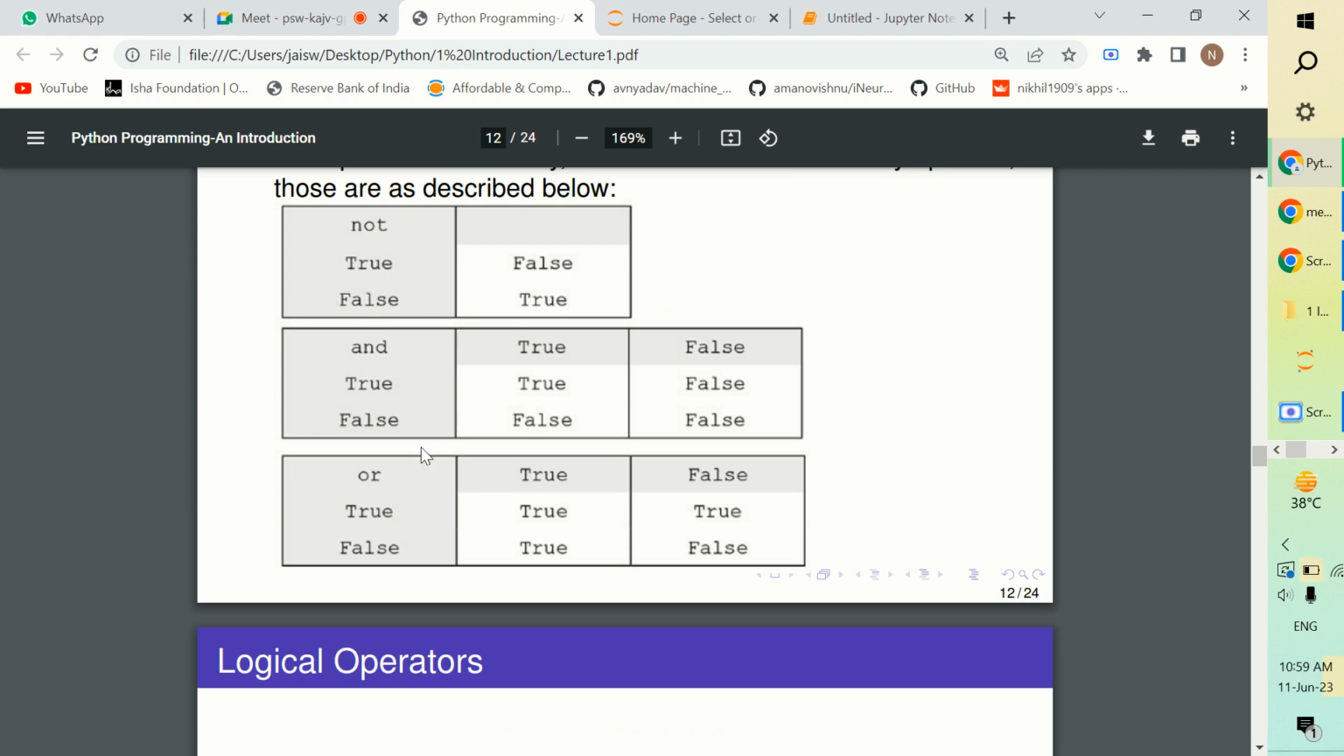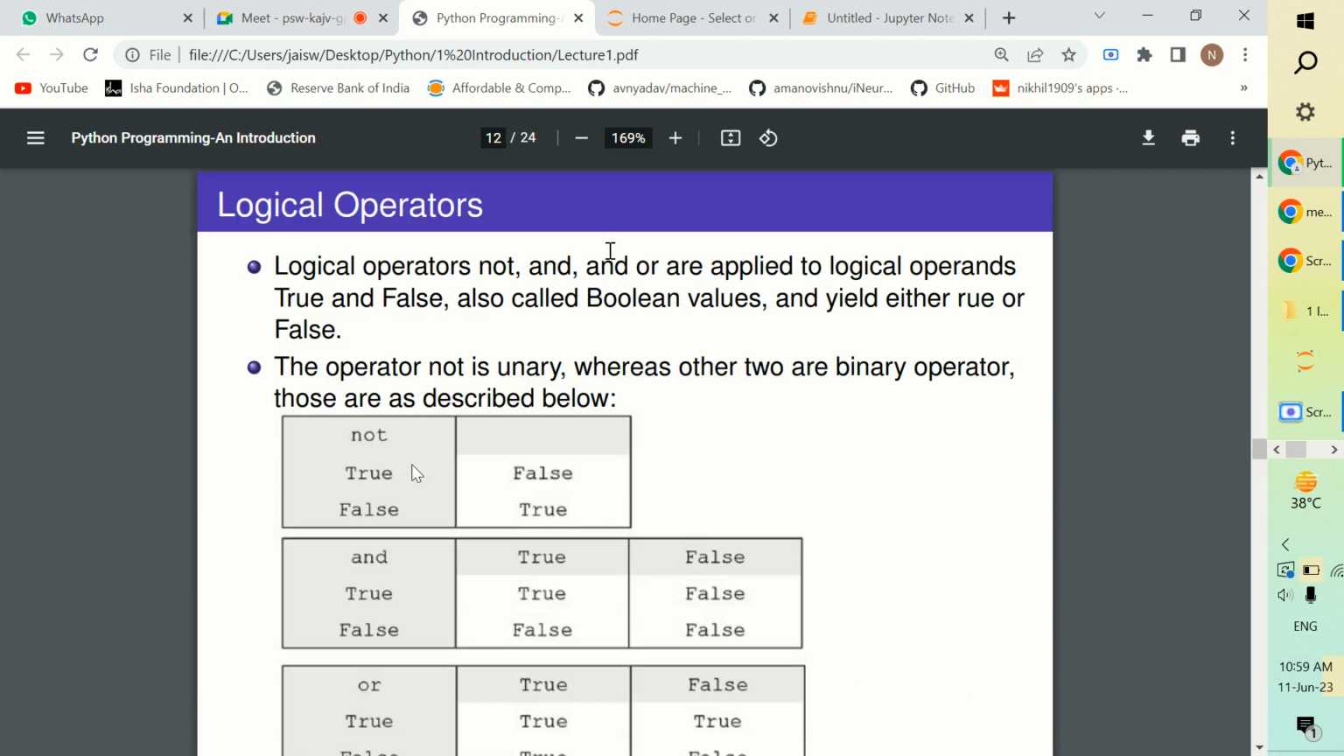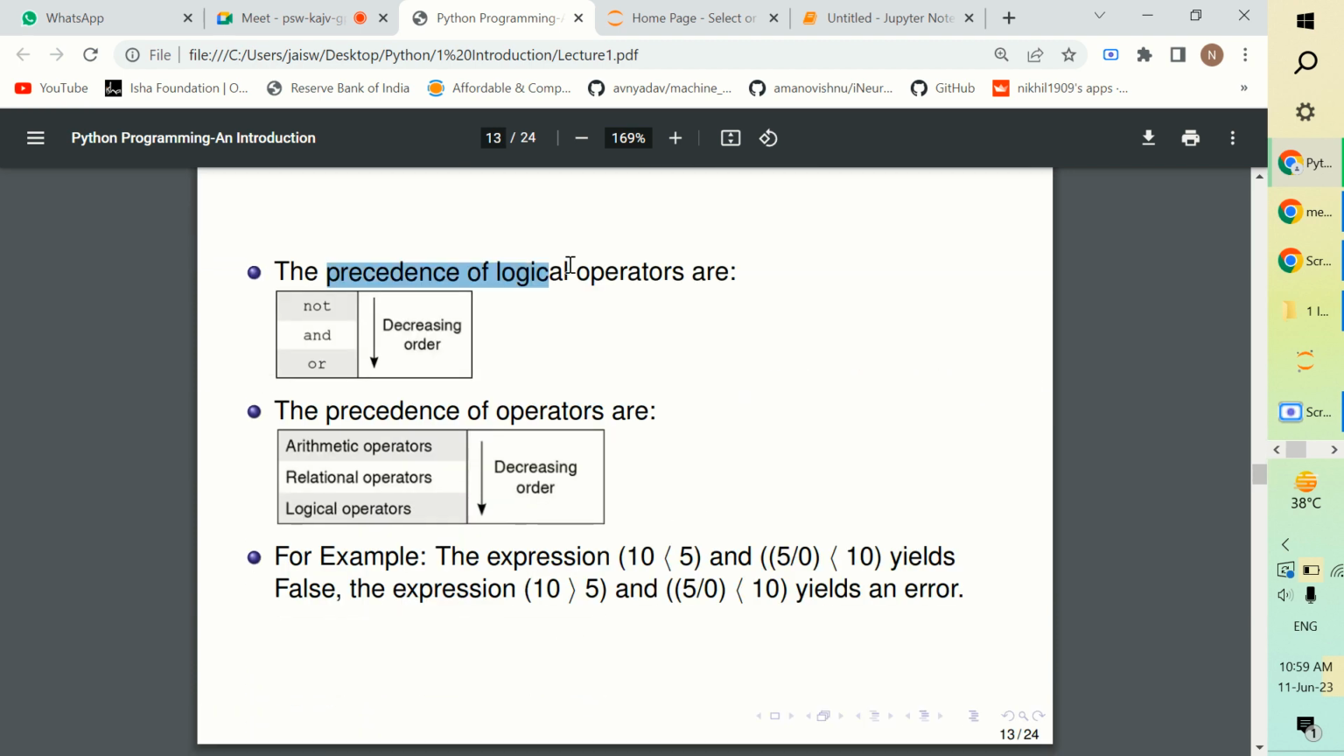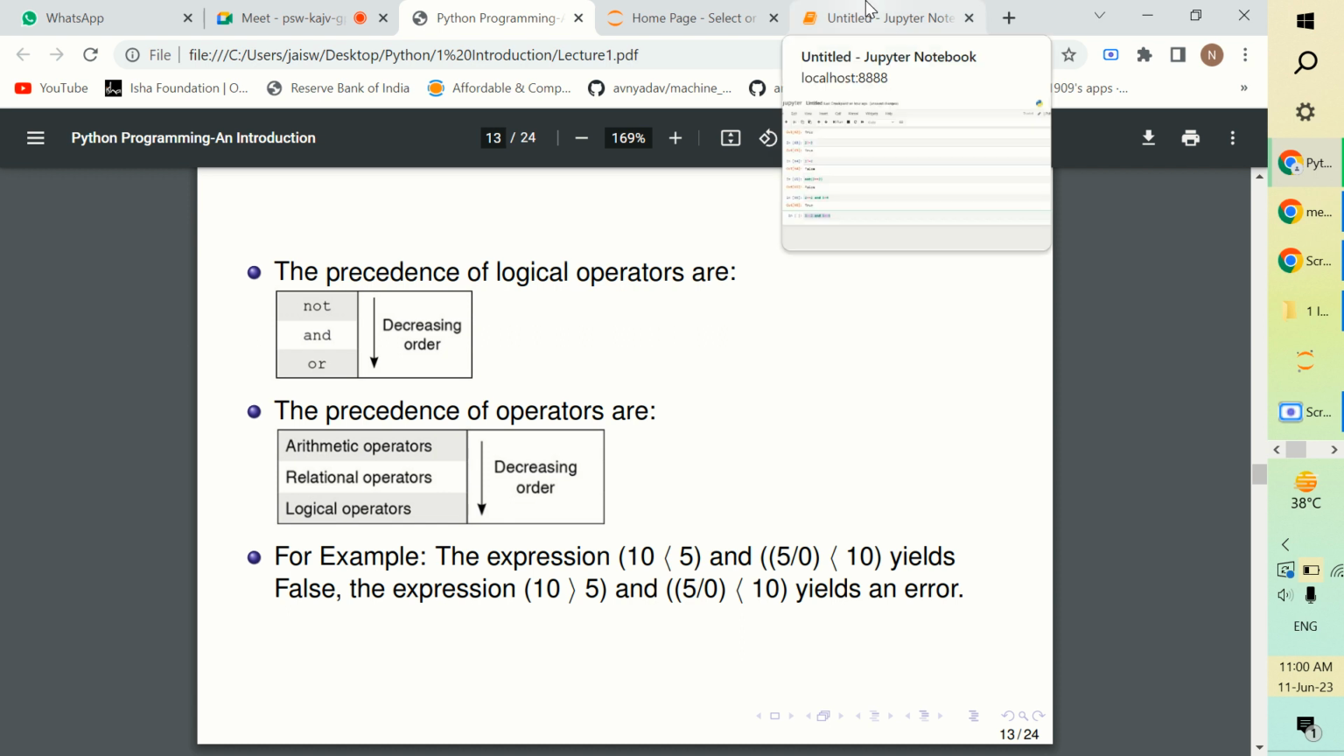Okay, not operator, and operator, or operator, all of them are logical operators. And what is the precedence of logical operators? First of all not, and then and, then or. So this is the decreasing order. It means that if in an expression not, and, or, all of them are there, then first of all the not operator will get operated, then all the and operators will get operated, then all the or operators will get operated.